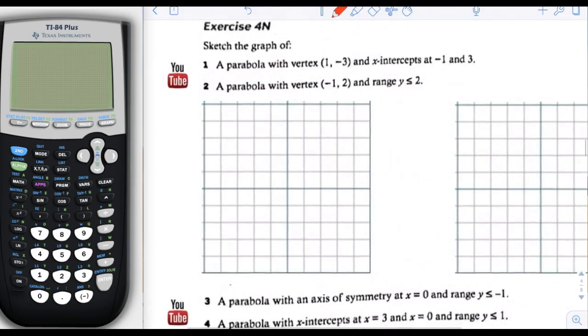First one, number 1. A parabola with vertex (1, -3) and x-intercepts at -1 and 3. Let's try to draw that. First of all, I'm going to draw my axis lines.